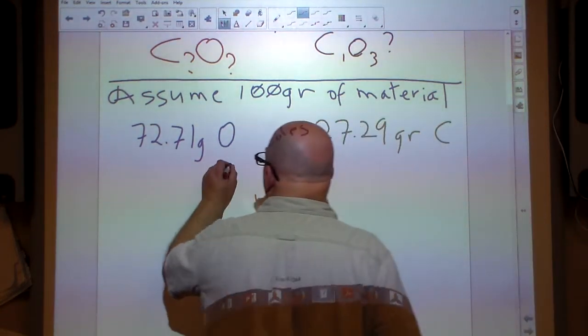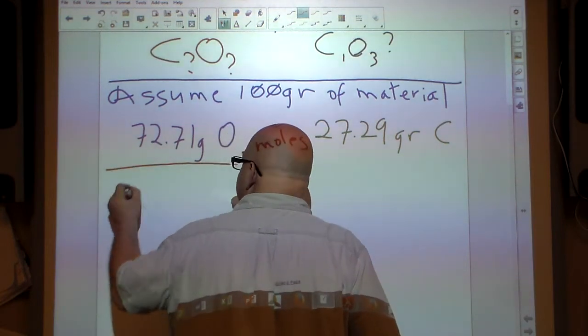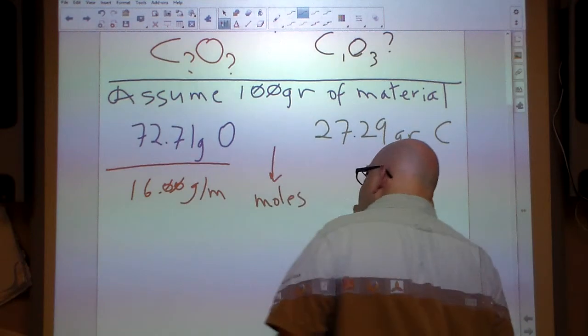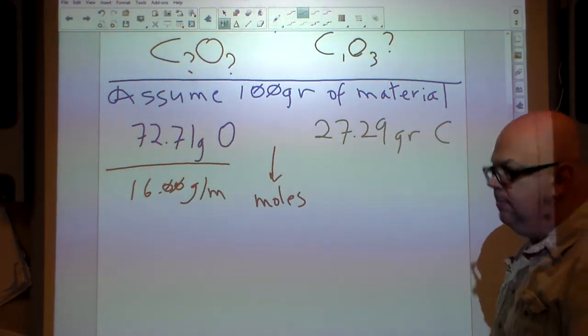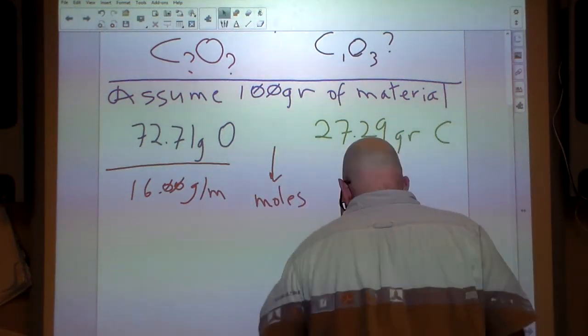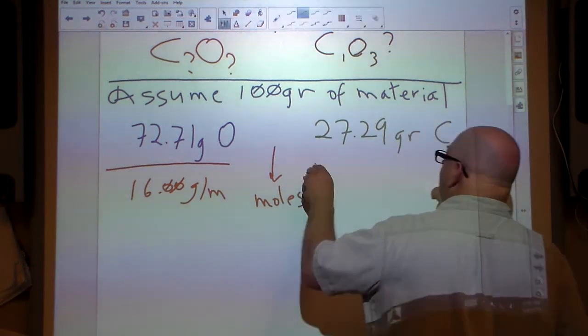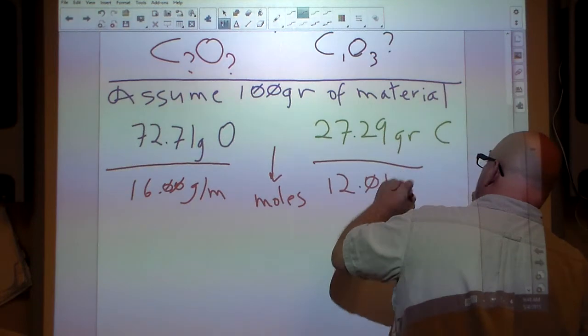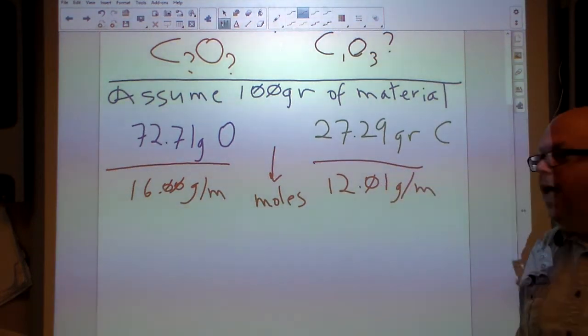So in this case, for the oxygen, there's 16 grams per mole, and again, we get that from the periodic chart. And for our carbon, it's 12.01 grams per mole. That's what we have.